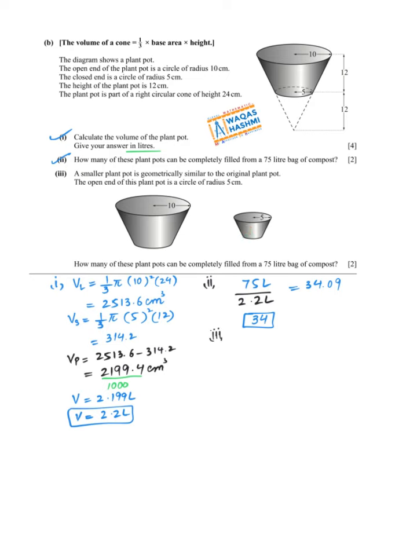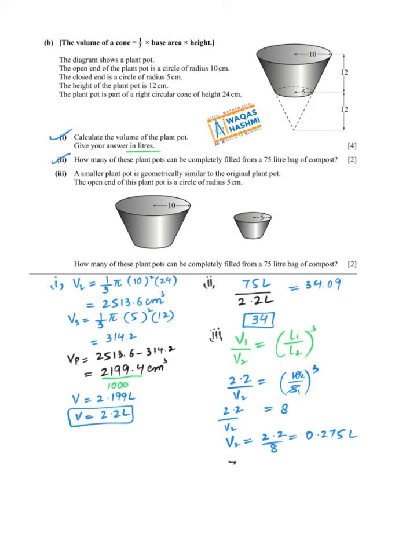Since the shapes are similar, we need to apply the working formula for similar shapes. V1 upon V2 is equal to L1 divided by L2 whole power cube. The volume 1 for the larger one, we found it's 2.2 liters, divided by volume 2 which is unknown. The radius for the larger is 10, the radius for the smaller is 5, and it's cubed. So 10 divided by 5 is 2 and 2 cube is 8, which is equal to 2.2 divided by volume 2. You can find volume 2 here, that means 2.2 divided by 8, which is equal to 0.275. That is the amount in liters that this small pot occupies.